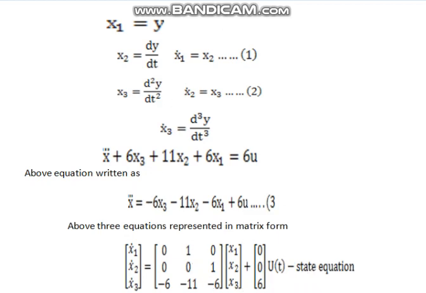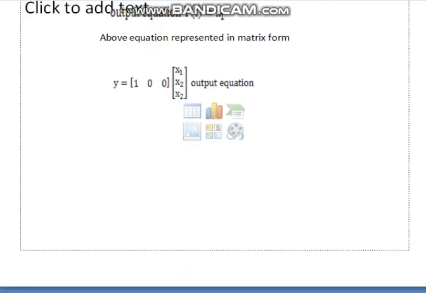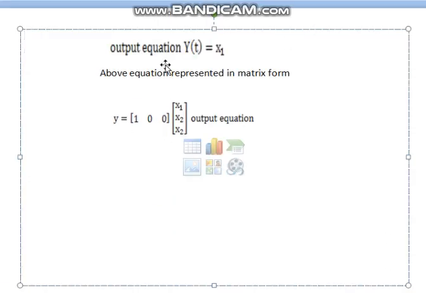Now you get the output equation. For this output equation, y of t equals x1, since already you have taken x1 equal to y. This equation is converted into the matrix form: y equals 1 0 0 into x1 x2 x3, so 1 into x1 plus 0 into x2 plus 0 into x3 equals y equals x1. Thank you.